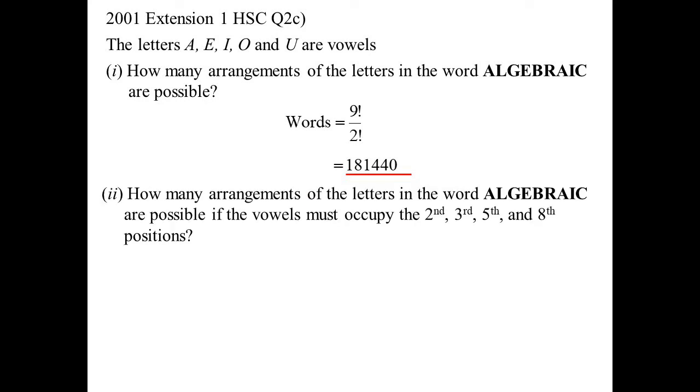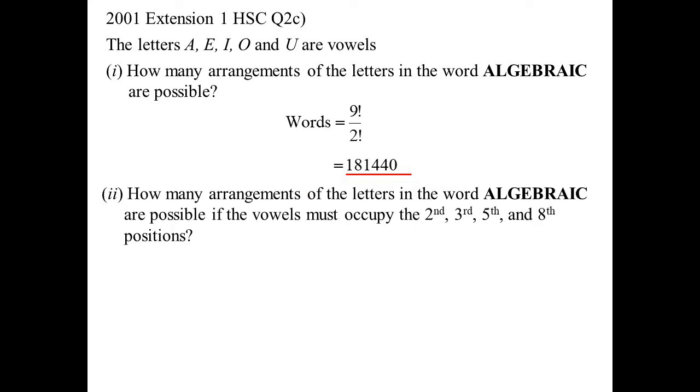Here's an HSC one. The letters A, E, I, O, and U are vowels, just in case. Can't assume anything. How many arrangements of the letters in the word algebraic are possible? So we start off with algebraic. There are 9 letters in algebraic. There are 2 A's. So 9 factorial divided by 2 factorial, we get 181,440. Why did they give that definition about vowels?